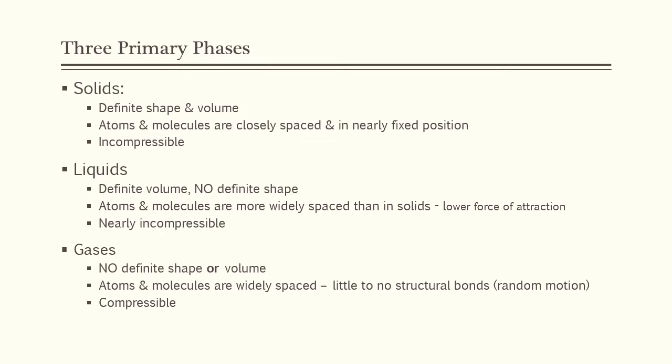Finally, we have gases. Gases really have no definite shape or volume, right? If you fill up a balloon with helium, it's basically whatever the shape of that balloon is. So you can have different shaped balloons. The helium just takes the shape of that container. The atoms and molecules are pretty widely spaced. It's really basically very random motion, very little structural bonding, if any at all, between molecules.